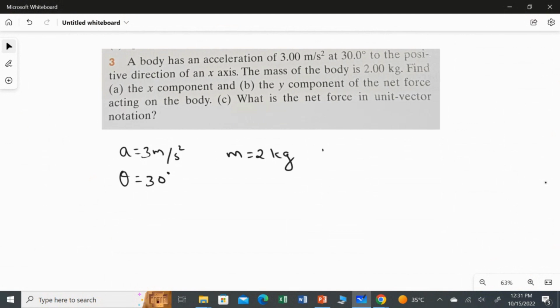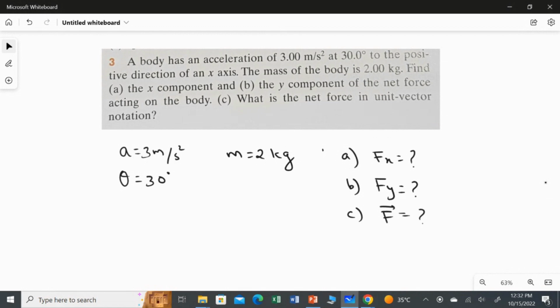and you have to find three answers. The first one, what is the x component of the net force? That means we have to find the value of Fx. Then in part b, we have to find the value of the y component of the force, which is Fy. And then the third, we have to find what is the net force in unit vector notation. So once you have found the answer for the first part and the second part, then we combine them together to give the answer in the third part.